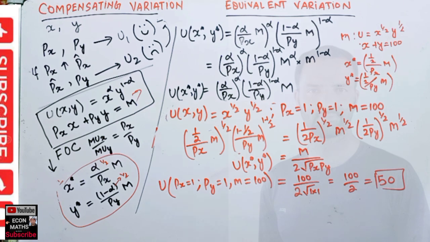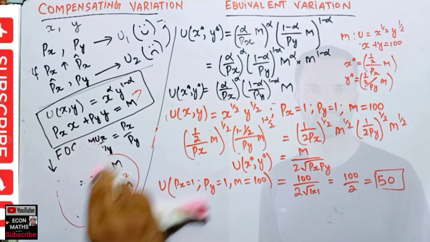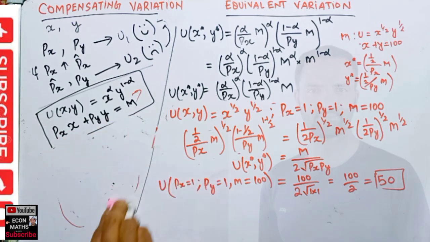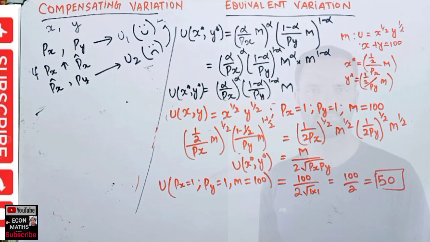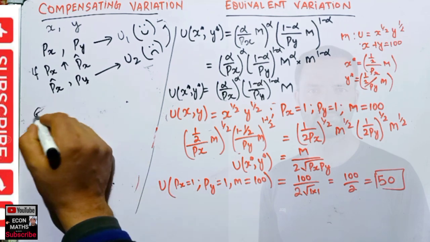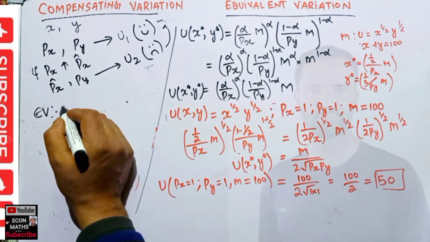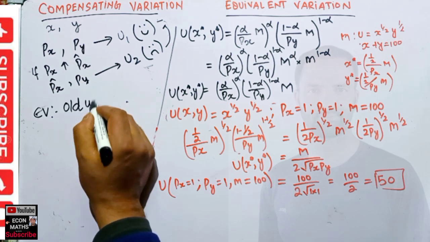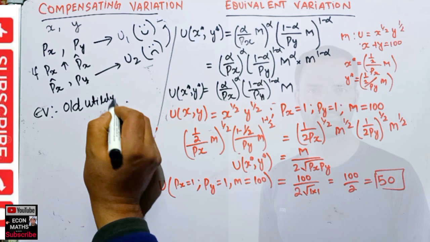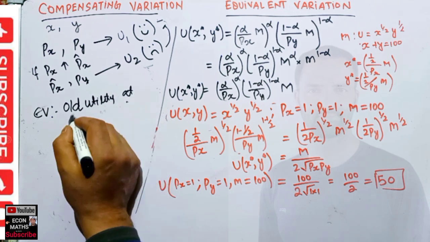Now how do we find the compensating variation here? For that, what will I do? I will just rub this out to give you a better explanation. Compensating variation means when we have old utility at new price.